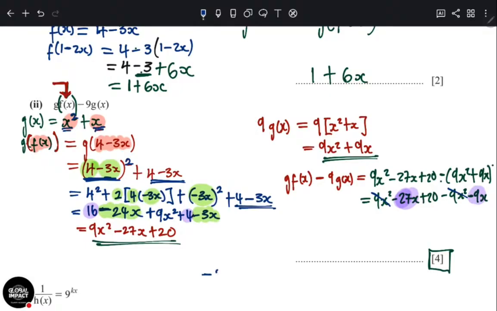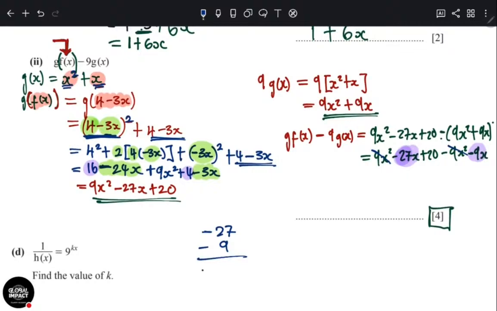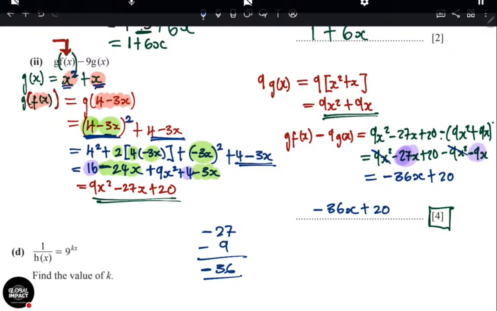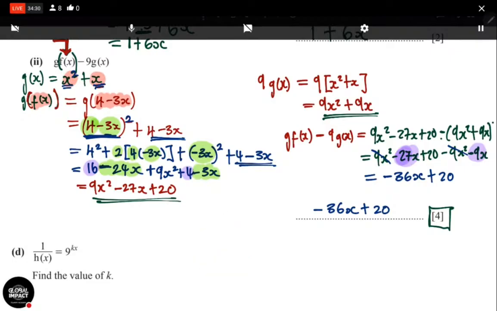So you actually punch minus 27 minus 9. And you get negative of 36. Of what? Of x, because the two of them have x. So it'll be negative 36 of x. Then you put plus 20. So this becomes negative 36x plus 20. Just go step by step. Don't force it.